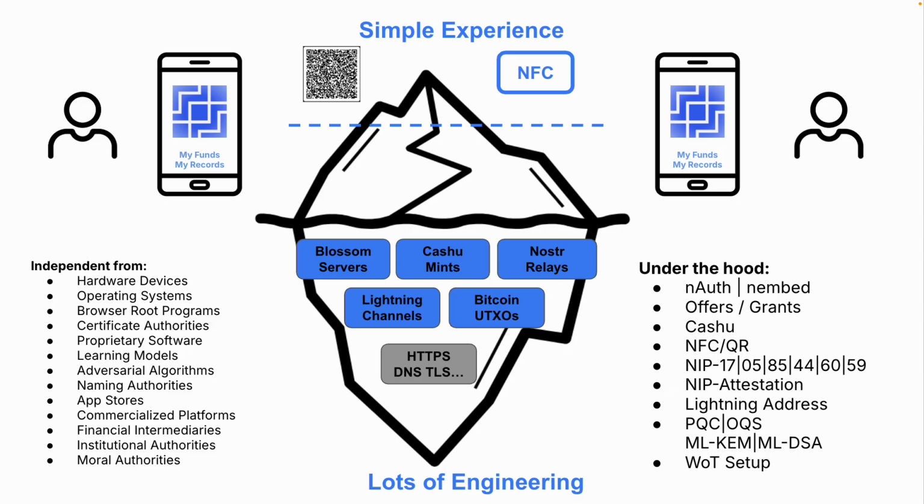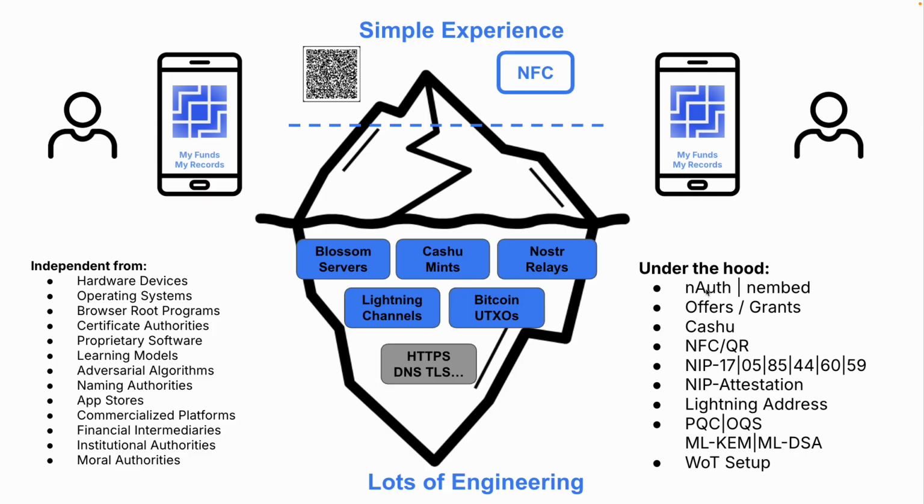What I showed in the previous hackathon is developing Nostr Safebox to be independent from a lot of infrastructure, kill switches, or gateways. I'm using a combination of Blossom servers, Cashu mints, Nostr relays, which in turn use Lightning channels and Bitcoin UTXOs, and of course, in a hybrid solution, the classic internet protocols.